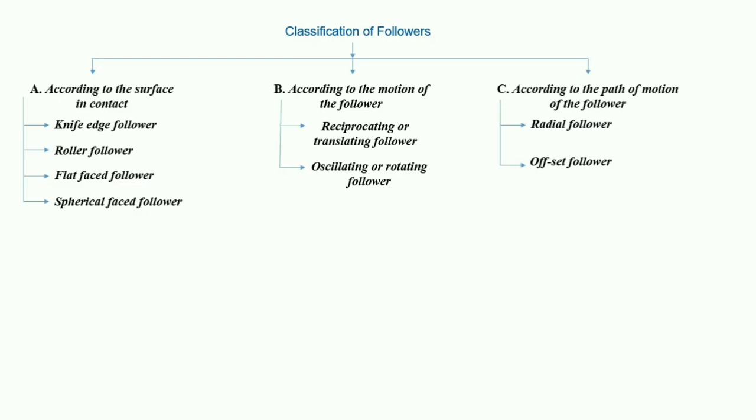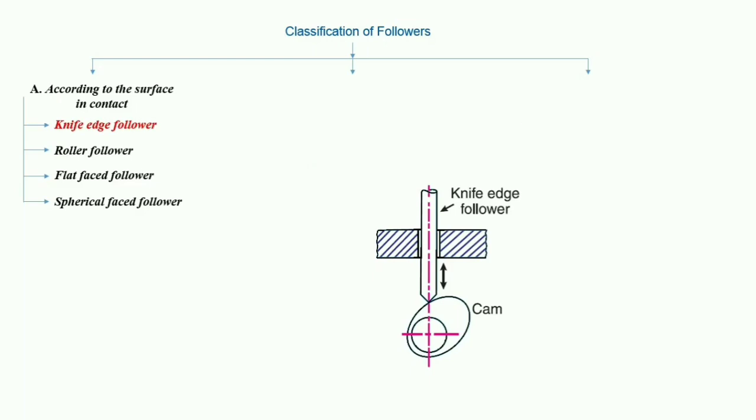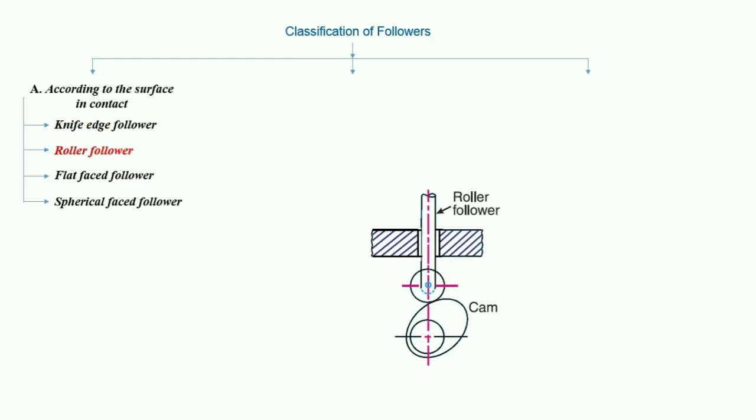So the next one is the classification of the follower. Same as in this, according to surface and contact, according to motion of the follower, according to the path of the motion of the follower. So we'll discuss one by one. First is the knife edge follower. It is quite simple in construction, but there is great wear of the surface at the point of contact, as the sliding friction is there. So there is more wear and tear.